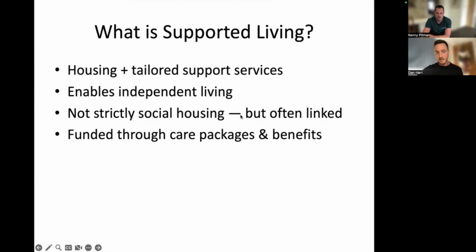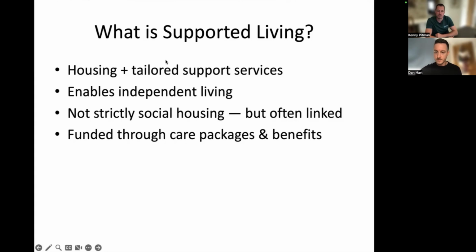It's not strictly social housing, but it is often linked, and we use it as an umbrella term, hence why our course is called Rent to Social Housing, because it does encompass supported living as well. It's just that supported living is not purely social housing. A lot of the time they get a care package, so they have what you call service users in the property, and they will be allocated a certain amount of these care packages and different benefits depending on the complexity of their situation.